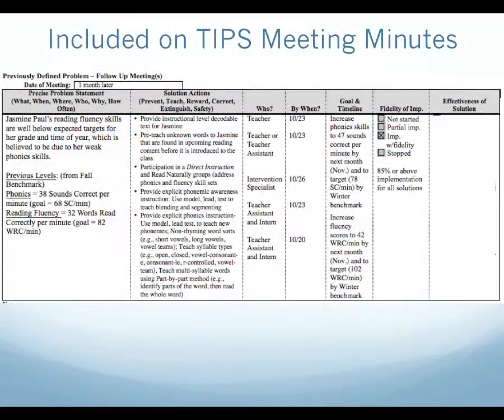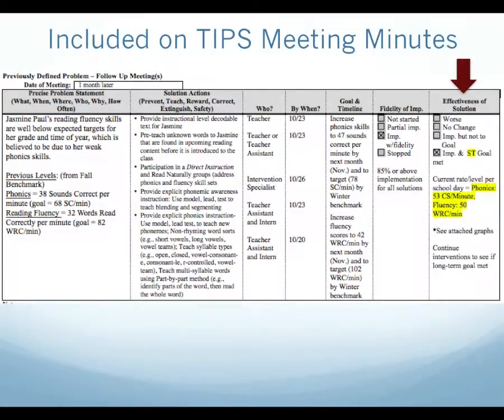All this now gets entered into the TIPS meeting minute form under the effectiveness of solution. Again, this was a previously defined problem. So our first 5 columns going across were just copied and pasted from a previous meeting. We are now answering the effectiveness of the solution.